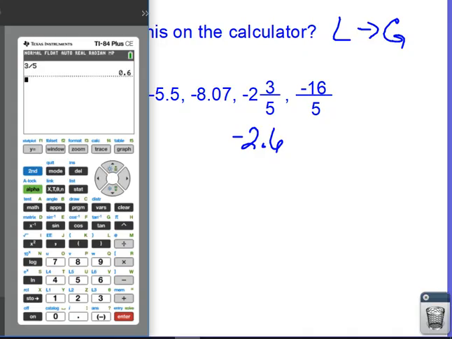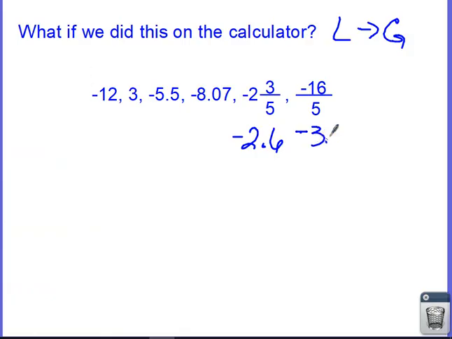Now we need to do the same thing with the negative 16/5. So bring the calculator back up. So we do negative 16 divided by 5, hit enter, and we end up with negative 3.2. So our calculator becomes very assistive when we're trying to change things to decimals. So now we just look at our numbers to try to put them in order.